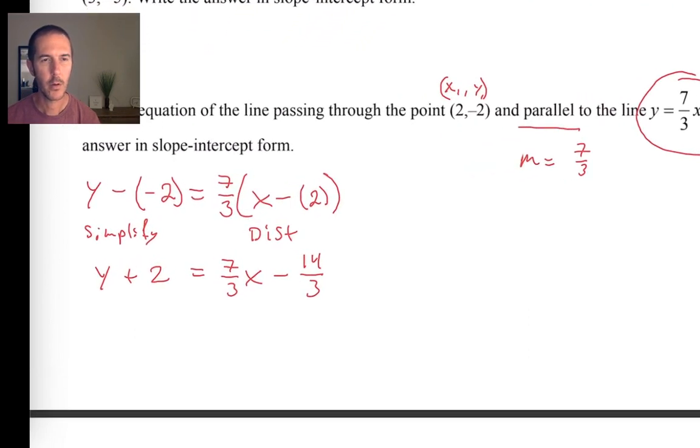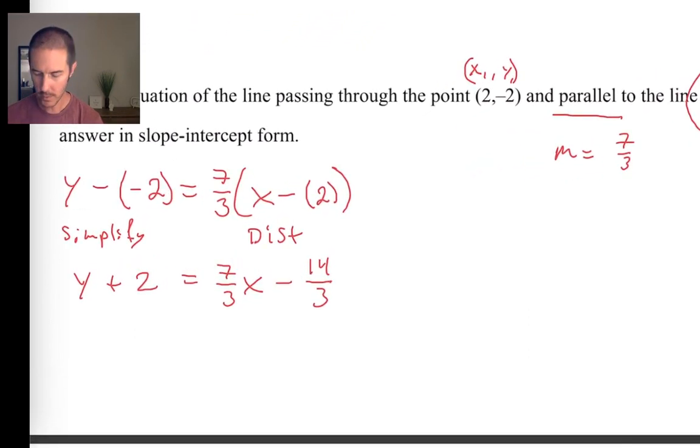Now I got 14/3 because when I looked at the number 2 right over here, I didn't just see it as a 2, but I saw it as a 2 over 1. And when I multiply fractions like 7/3 times 2 over 1, the 7 times 2 made the 14, and the 3 times the 1 made the 3 in the denominator.